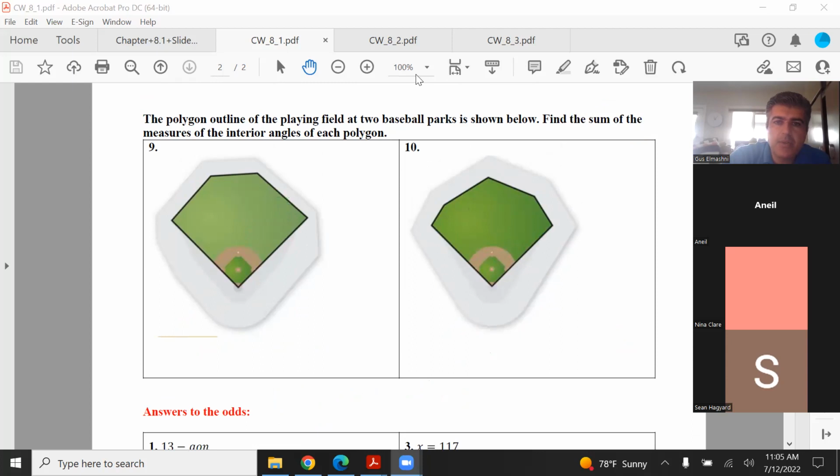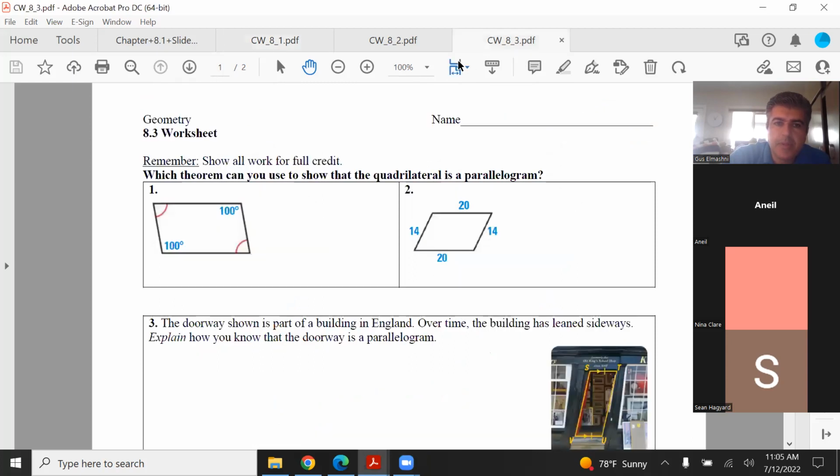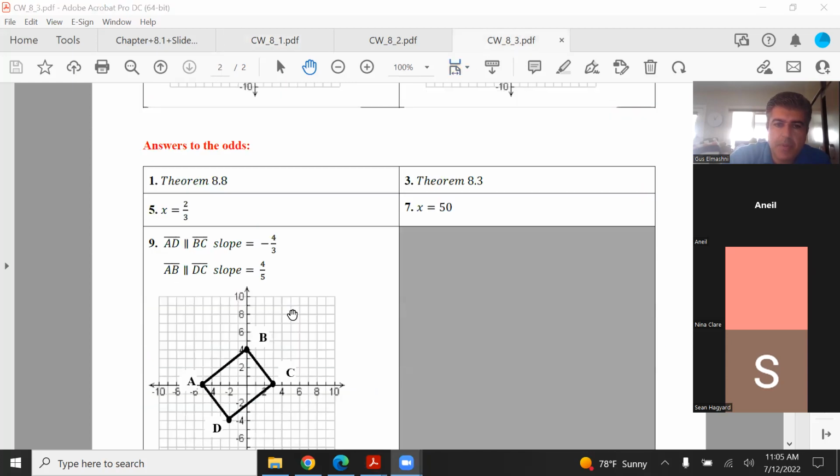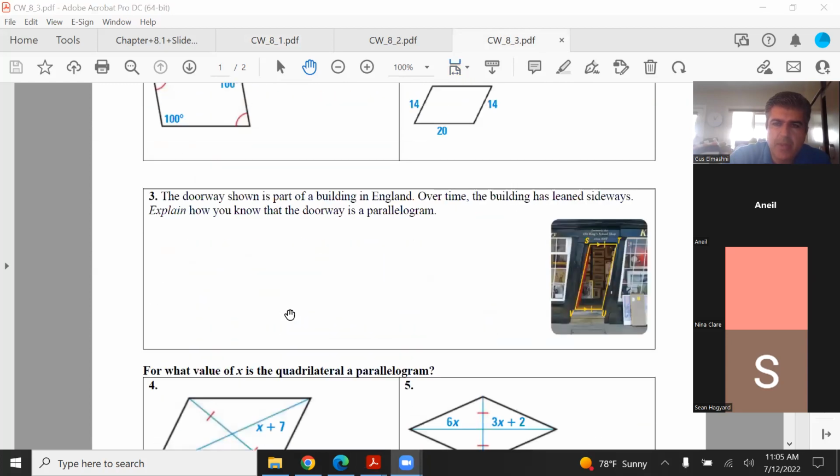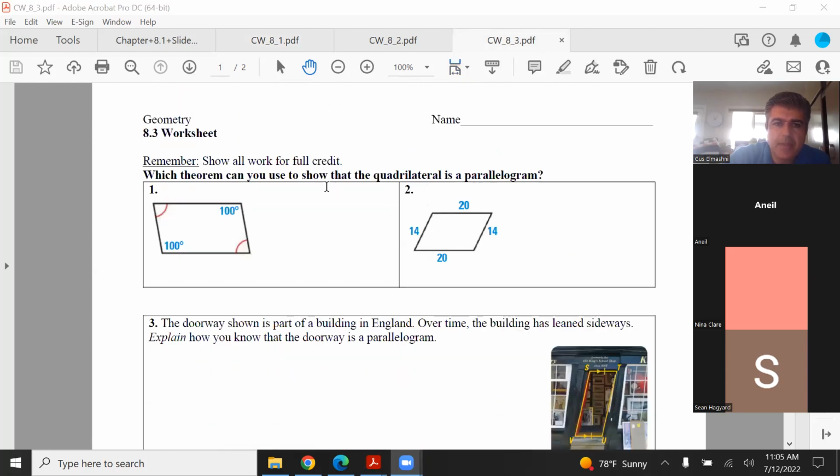All right, so now let's move on to 8.3, just so I pace myself appropriately. It should be pretty easy. Again, I'll do the evens and have you guys do the odds.